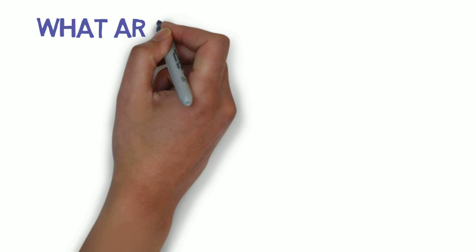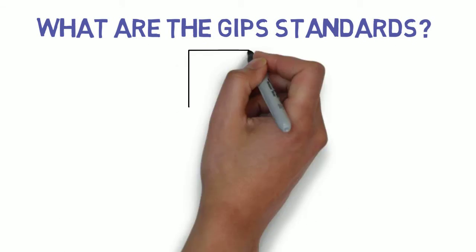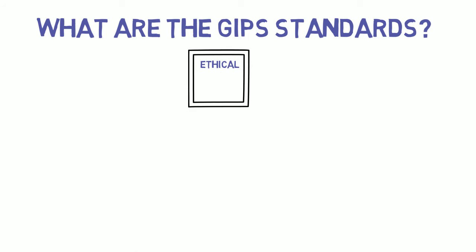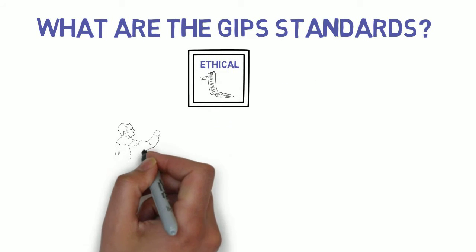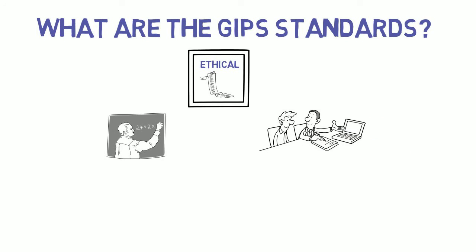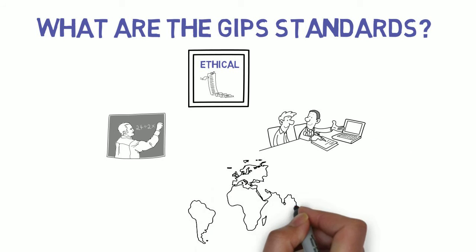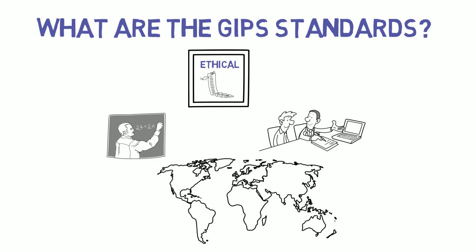Okay, so what are the GIPS standards? The Global Investment Performance Standards are an ethical framework that standardize how investment managers calculate and report their investment performance to prospective investors. Standardized presentations help prospective investors make meaningful comparisons between firms regardless of location or regulatory jurisdiction.